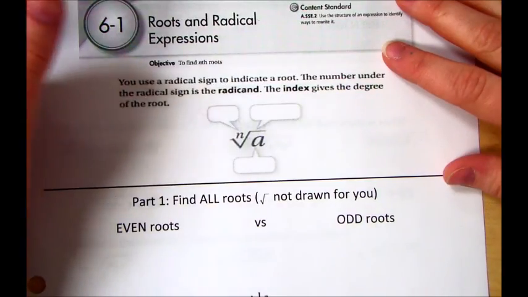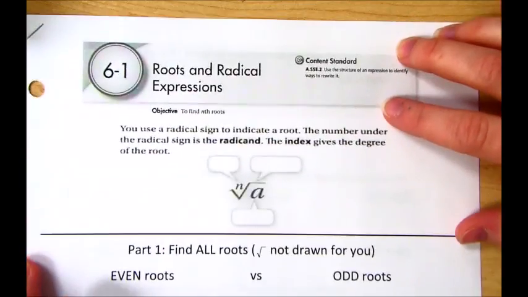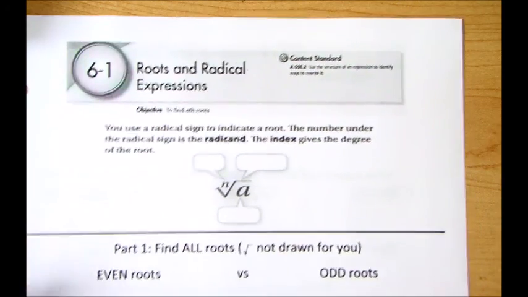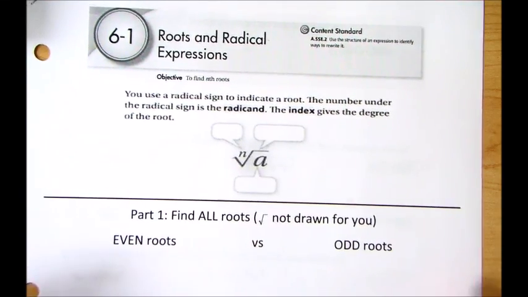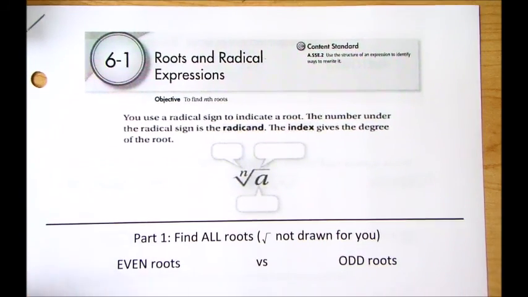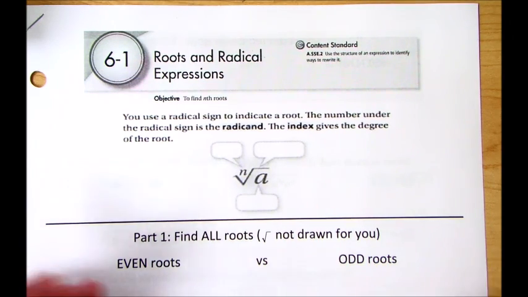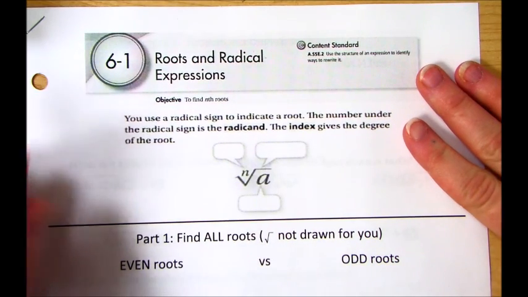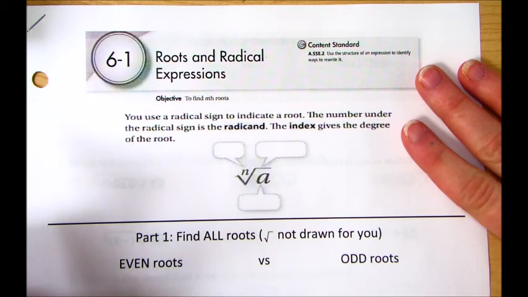Okay, guys, as we move into chapter 6, it's all about radicals, or square roots, or cube roots, or fourth roots, and reducing them and knowing how to work with them. 6.1 is going to start off very, very basic. All the numbers will be perfect numbers.